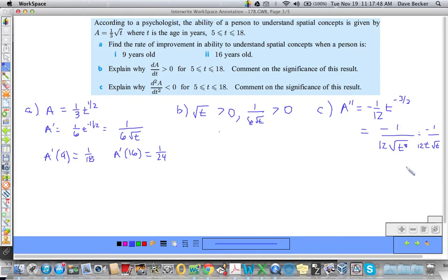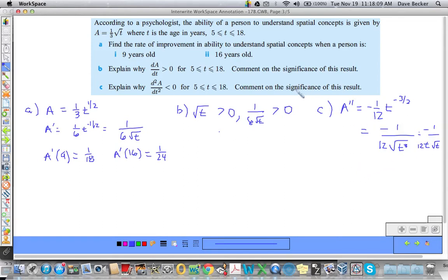Sorry. So it's negative because it's always going to be negative, because root t is positive and I have a negative in front of here. My time is always positive because of the domain of the function. So therefore, that's why it is always negative.